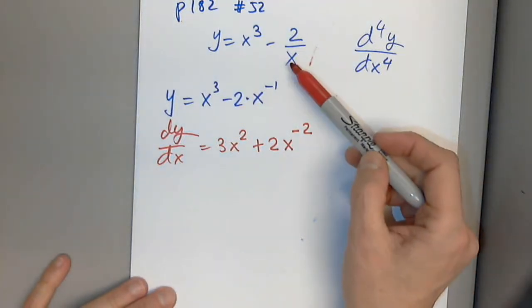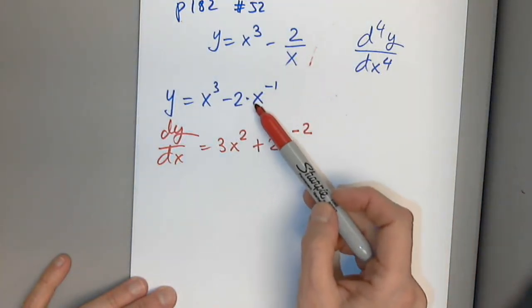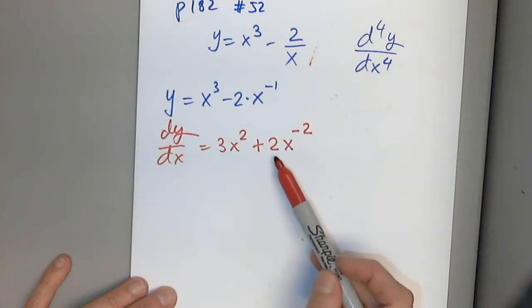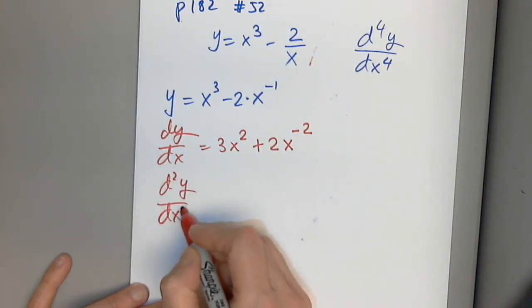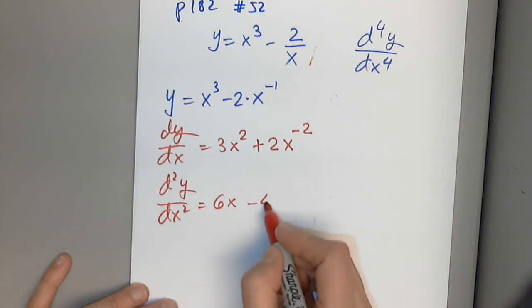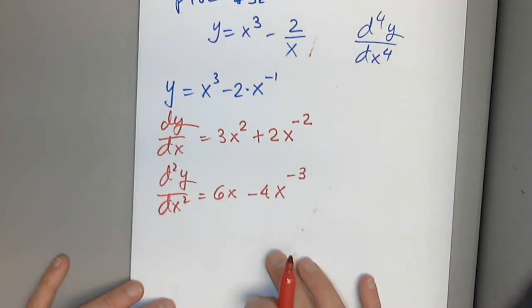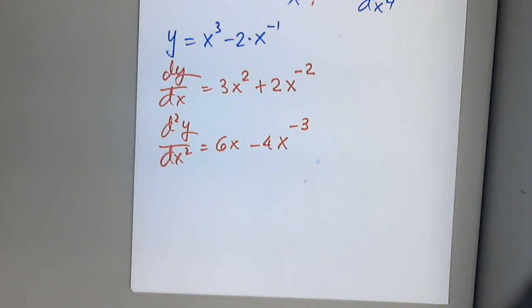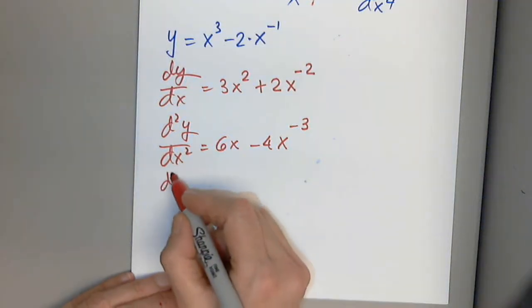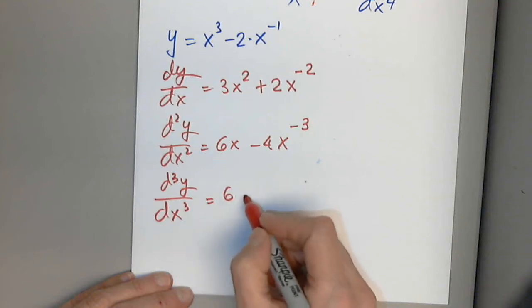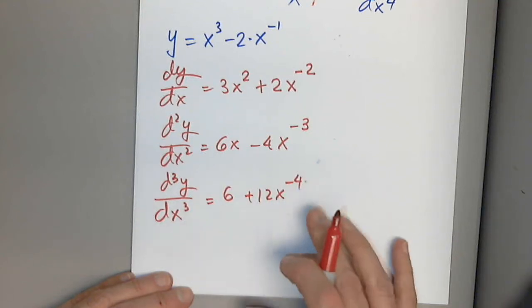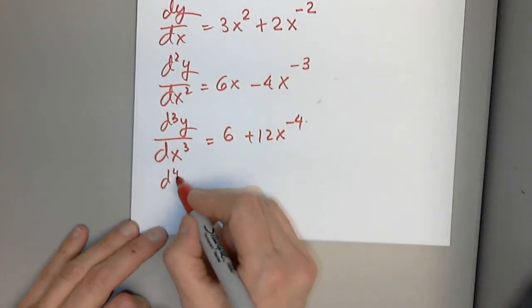One more time, we changed 2 over x into 2 times x to the negative 1, and we found the first derivative. Okay. And then d2y over dx2 will be 6x minus 4x to the negative 3. Is that okay? Yes. Then d3y over dx3 will be 6 plus 12x to the negative 4. And can anyone dictate the last one?